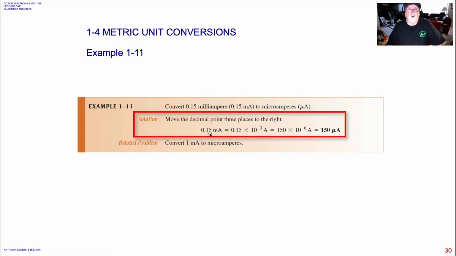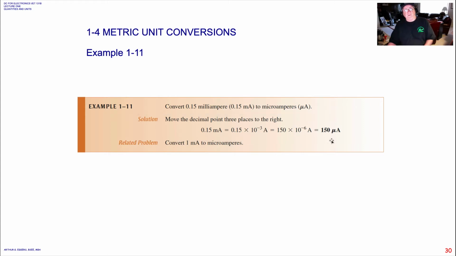So 0.15 milliamps, if we convert that back to exponential, 10 to the minus third, and then we need to add 3 more decimal places. So we're going to move the decimal place from in front of the 1 to behind the 1 to behind the 5 to add a 0, and we have 150 microamps.